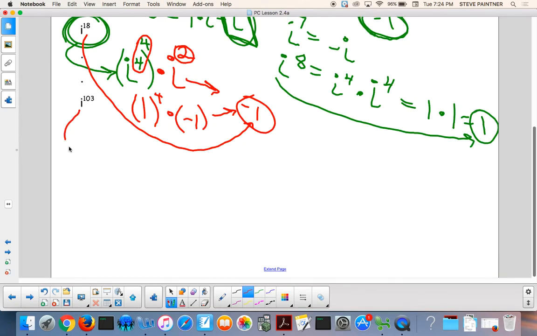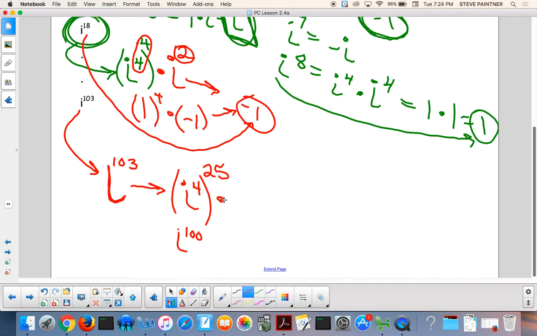Let's try one more. What's i to the 103rd power? Okay? Well, remember, i to the 4th is 1. And if you raise i to the 4th to the 25th power, you get i to the 100th. You need how much more? 3 more. So why not go, okay, well, i squared is easy because that's just negative 1 times i to the 1st.